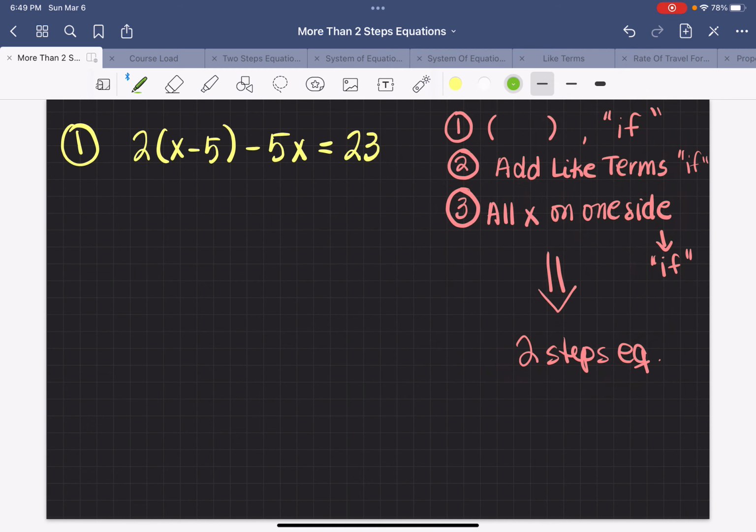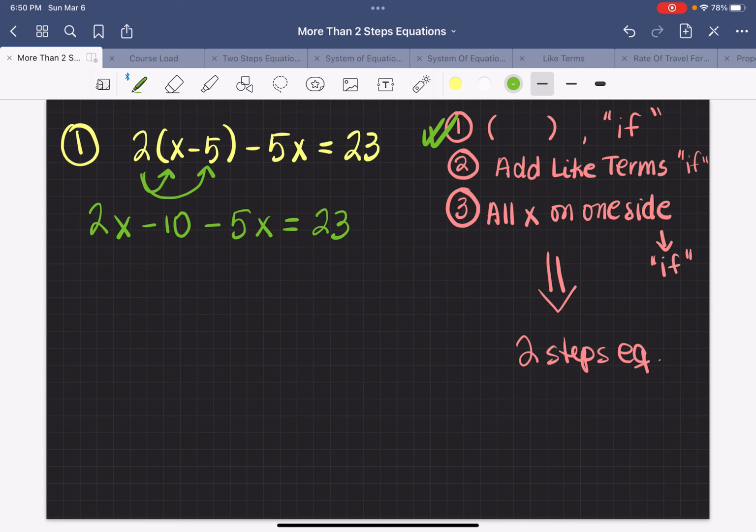First, we're going to do the first step, which is parentheses. We're going to solve this parentheses using, as always, the distributive property with the number that I have in front of the parentheses, which is positive 2. So 2 times x is 2x. Then 2 times negative 5 would be negative 10. Then I have the negative 5x equal sign 23. Okay, I am done with step 1.